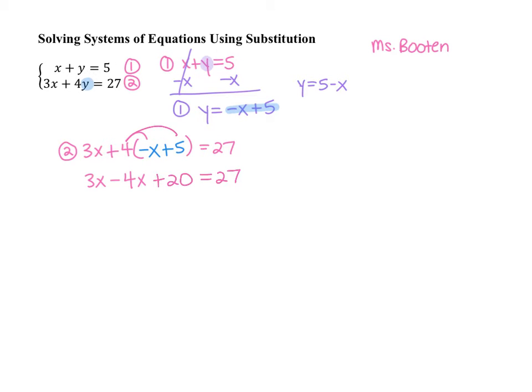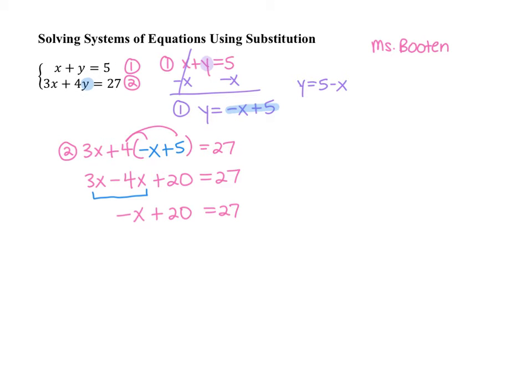Now notice we have 3 terms on the left side and 2 of them are like terms. Those like terms are 3x and negative 4x. So we combine them. 3x plus a negative 4x, or you can just read it since they're side by side, 3x minus 4x is a negative 1x, or just negative x. We still have that plus 20 equals 27.